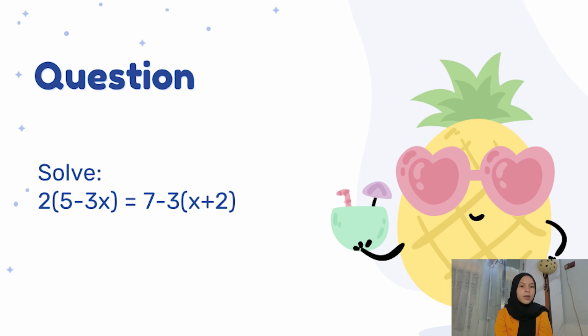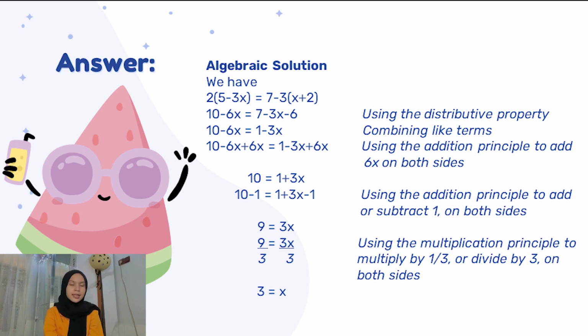So here, I will solve an example problem: 2 times (5 minus 3x) equals 7 minus 3 times (x plus 2). First, the algebra solution. We have 2 times (5 minus 3x) equals 7 minus 3 times (x plus 2). In 2 times (5 minus 3x), 2 is multiplied by 5. Then 2 is multiplied by minus 3x. And in 7 minus 3 times (x plus 2), 3 is multiplied by x.